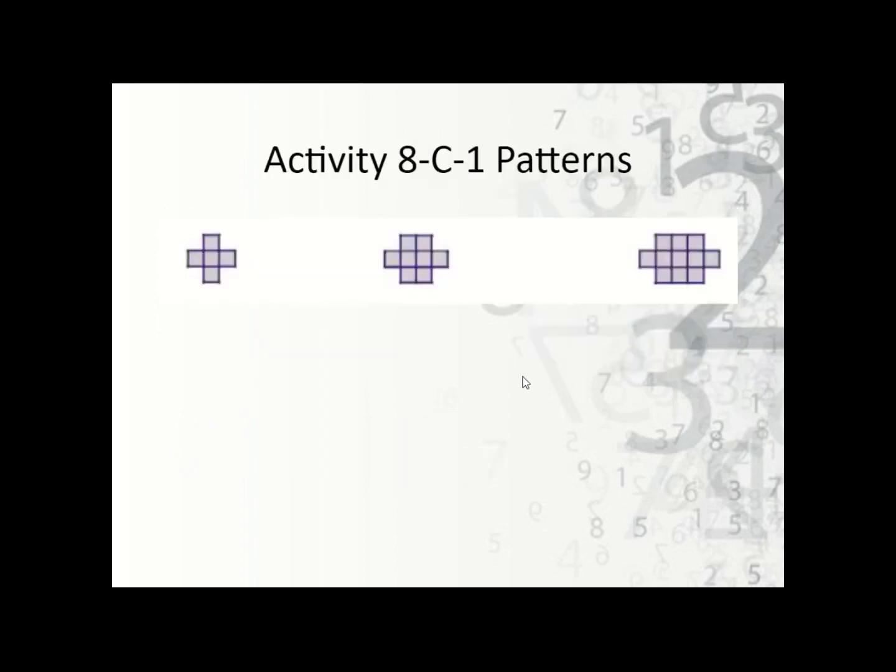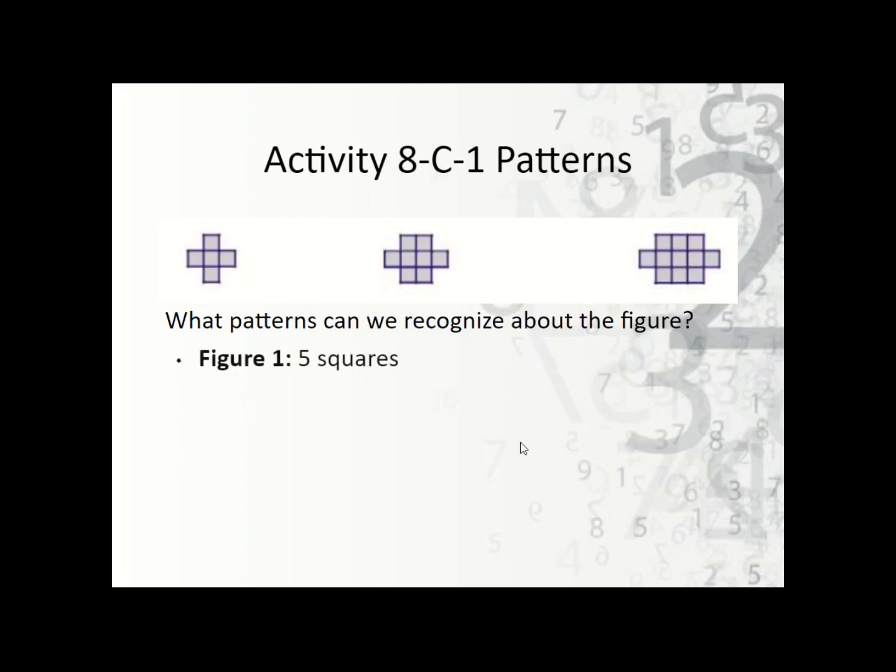Now let's take a look at an example here. So we have a pattern here where each time it's increasing. We started with this shape here, and then we added a row, and then we added another row. And so each time we're adding a row of these. So each time we add a row, we're really adding 3 blocks. So what patterns can we recognize about the figure?